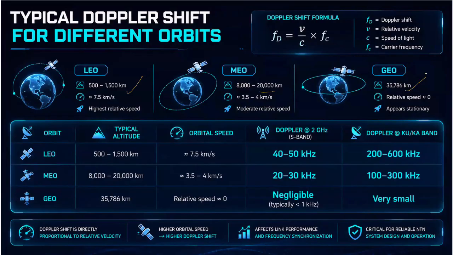But GEO moves at the same speed as Earth moves. So the relative speed of GEO as compared to Earth is zero, because it appears stationary from Earth, right? So in LEO, what can be the Doppler shift at S band? It can be up to 50 kilohertz. For MEO, it can be 30 kilohertz, but in case of GEO, it is negligible, less than 1 kilohertz. Why? Because in case of Doppler shift, distance doesn't matter, but relative speed matters, right?